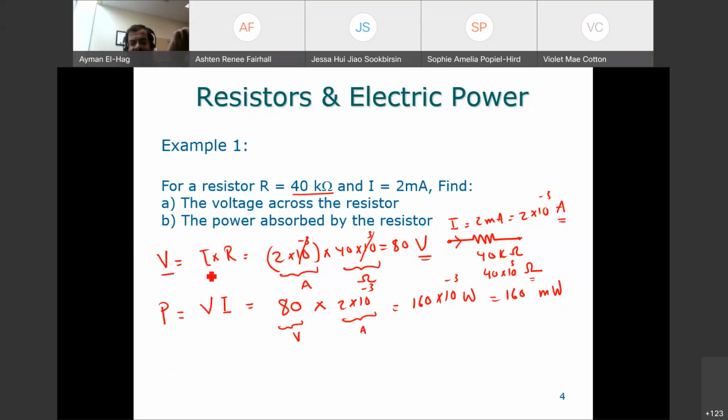Now, as I said, you can use different laws because we have all the quantities. We have the V, the I, and the R. So I can select any of the formulas, but let's just try to use all of them.